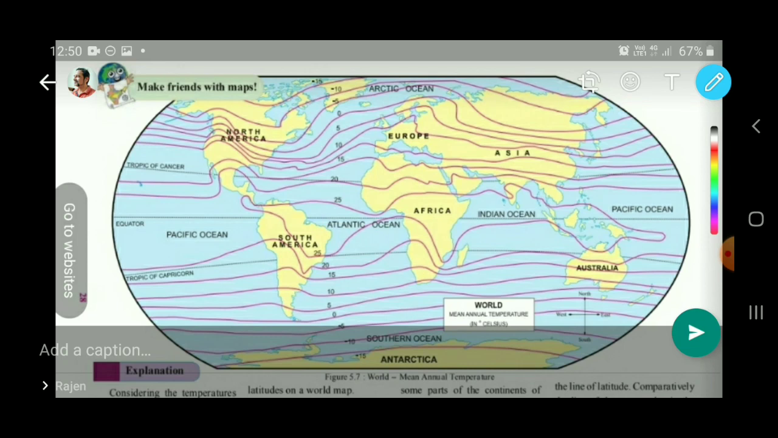Let us continue. The isotherm lines occupy some part of the continents of South America, Africa, Asia, and Australia. It is occupying this 25 degrees south. The 25 degrees isotherm is occupying areas of South America, areas of Africa, also certain areas of Asia and certain parts of Australia.